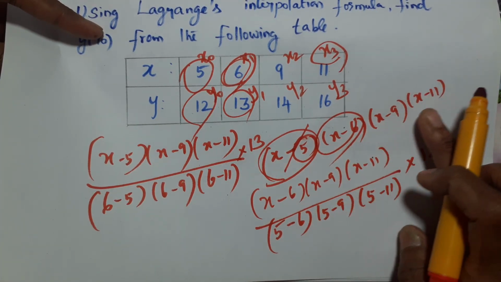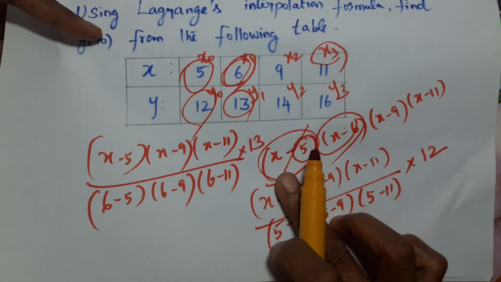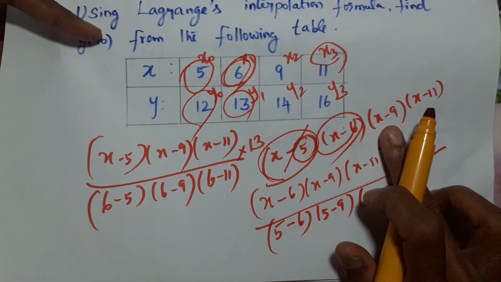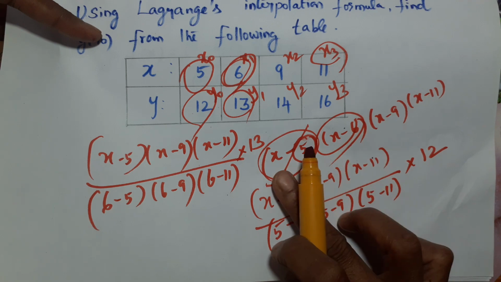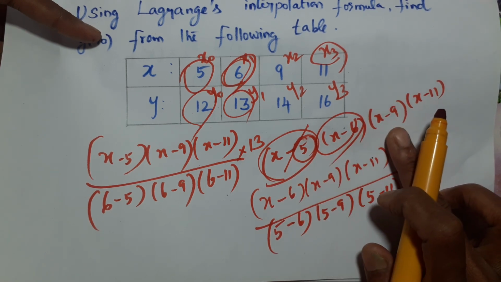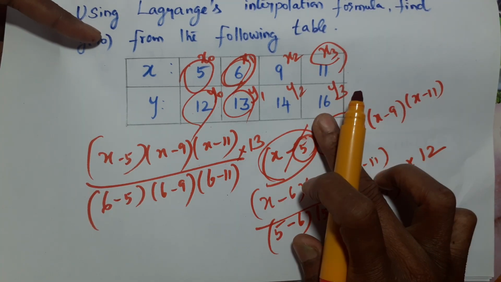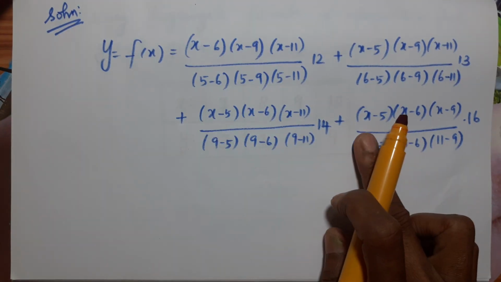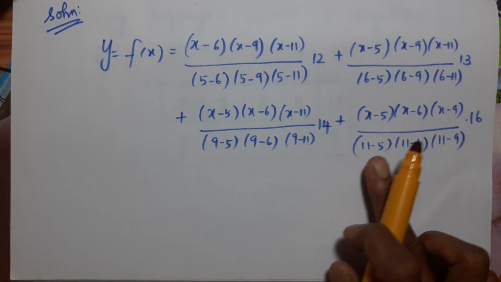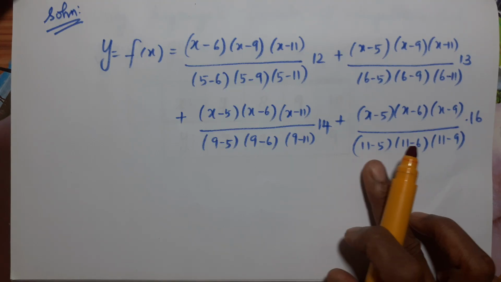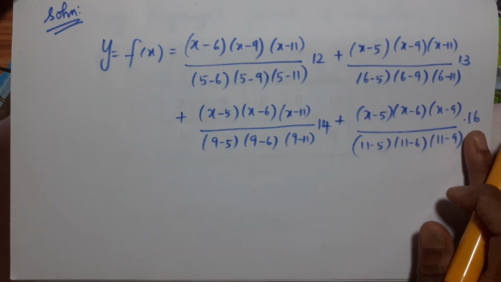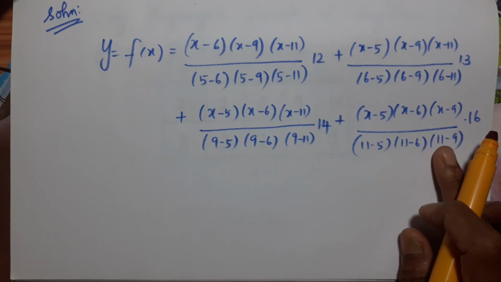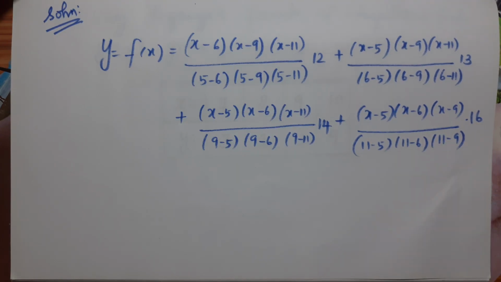Taking all the first three terms, we have to leave this. So x minus 5, x minus 6, x minus 9, and 11 is the x value, divided by 11 minus 5, 11 minus 6, 11 minus 9 into the respective y value 16. Is it clear? So this is how we have applied Lagrange's formula.